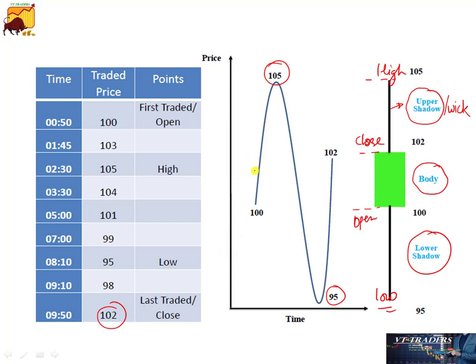Here somewhere it is 101, 102, okay, then 104, then the price makes a high of 105, then the price goes on decreasing: 99, 98, 95, and 95 is the low. Once again the price moves upward to 102 and closes at 102. So it will form a bullish candle. It is called a bullish candle because the close price of the candle is higher than the open price. Okay, so this is the basic candlestick pattern.